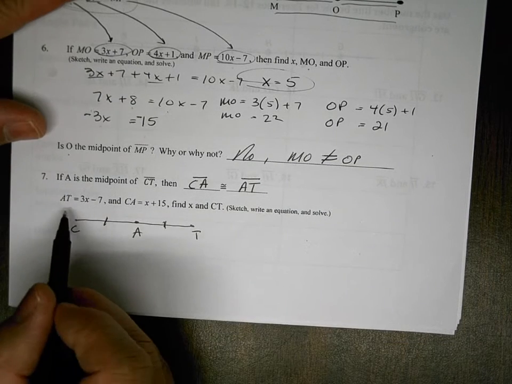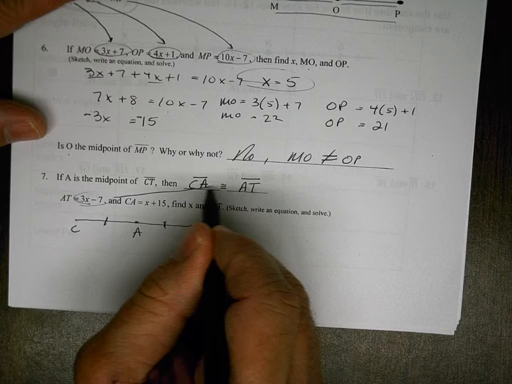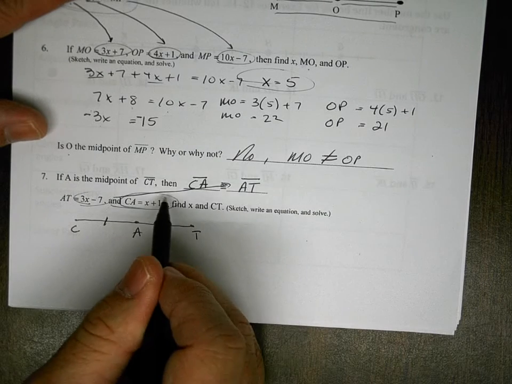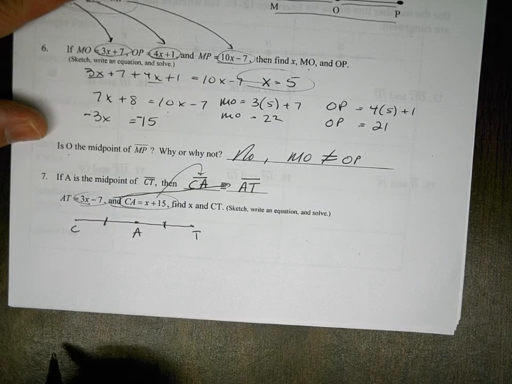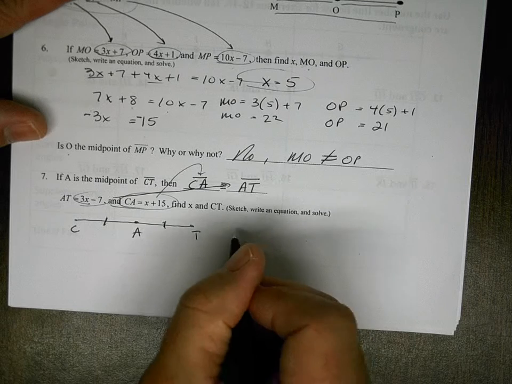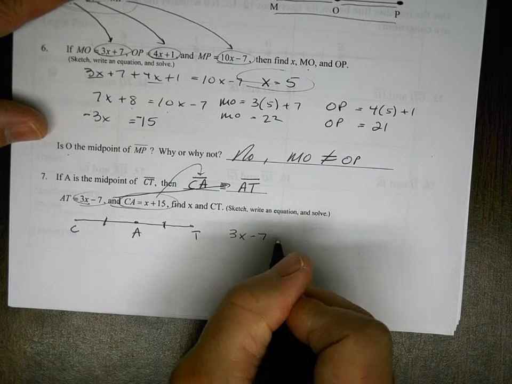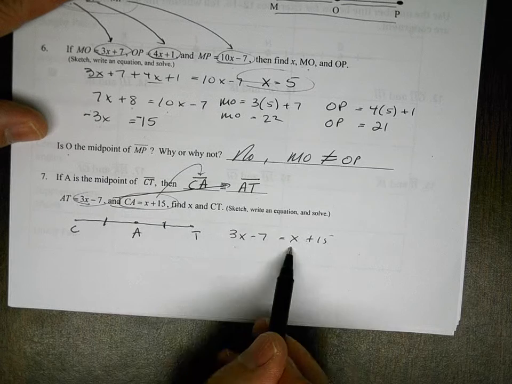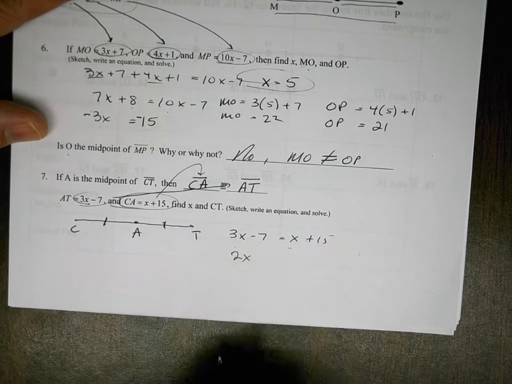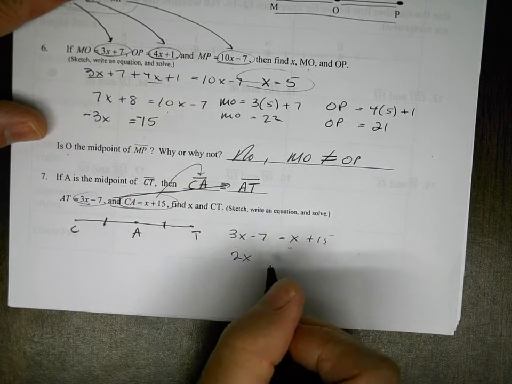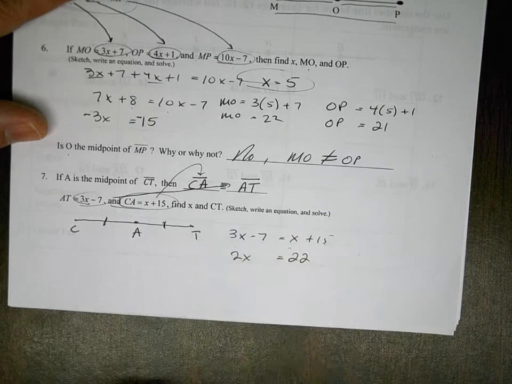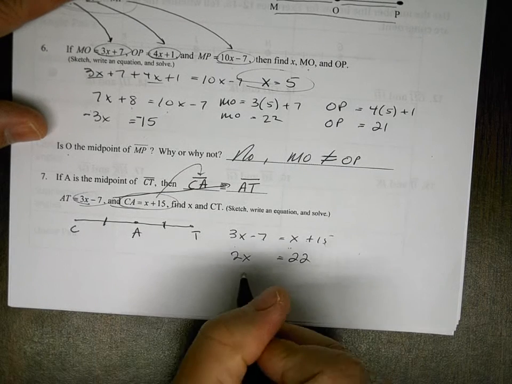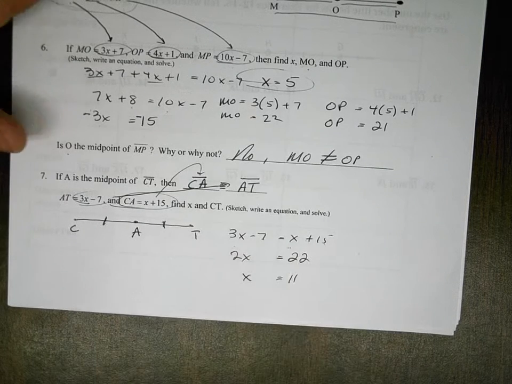So then we can simply say, hey, there's AT and there's CA, so let's set those equal to each other. So 3x minus 7 equals x plus 15. Subtract x from both sides, we get 2x over here. Add 7 to both sides, we get 22 over there. Divide both sides by 2, we get x equals 11.